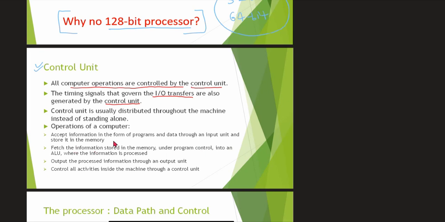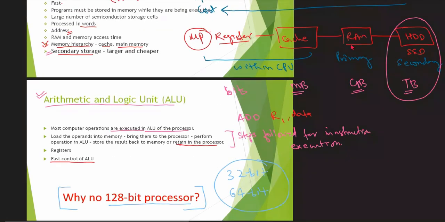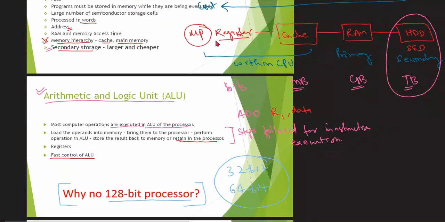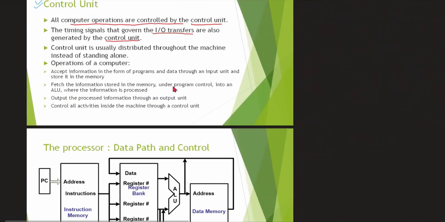First of all, we store the programs on the hard drive through the input-output device, and we put them into the memory. Then the information stored in the memory, whatever data is available in the hard drive, will be fetched by the processor. It is first put into the RAM, from RAM it is put to the cache, and then it goes to the processor under program control. Into an ALU the data will be coming, performing some operations. It will be doing some processing.